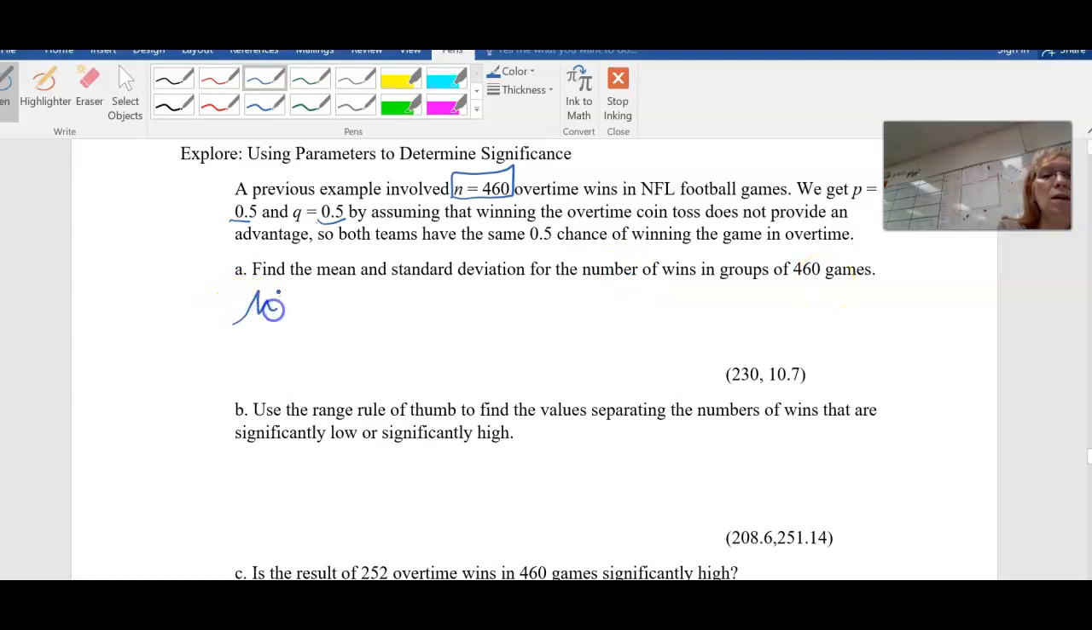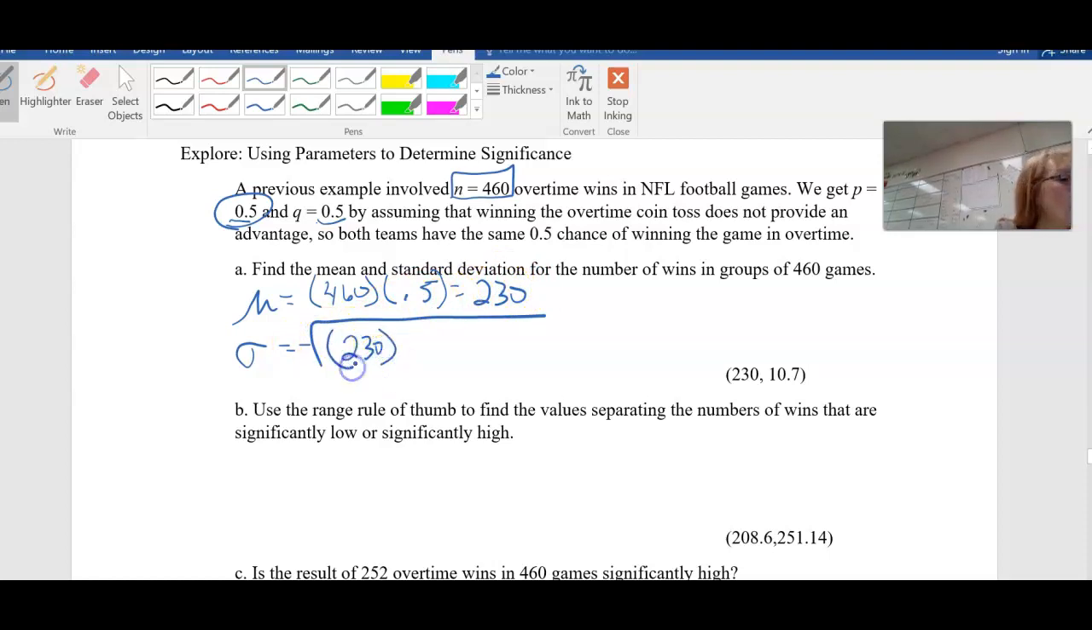So for your mean, you would have taken the 460 times your chance of success, which was 0.5 for your p-value, and you got 230. All right, in order to find the standard deviation, you have to take the square root of the variance. The variance is this 230 that we just found, the mean, times your chance of failure, and you take the square root of that, and you got 10.7.